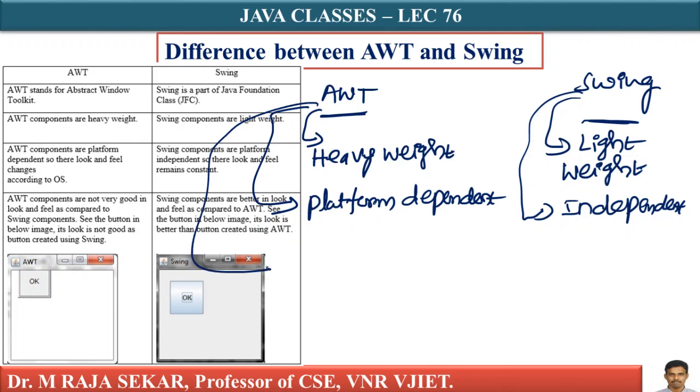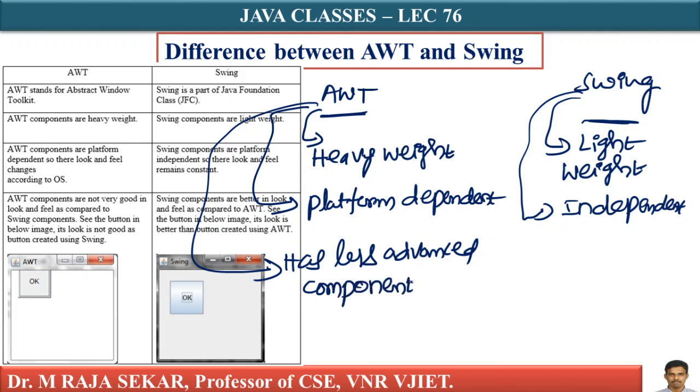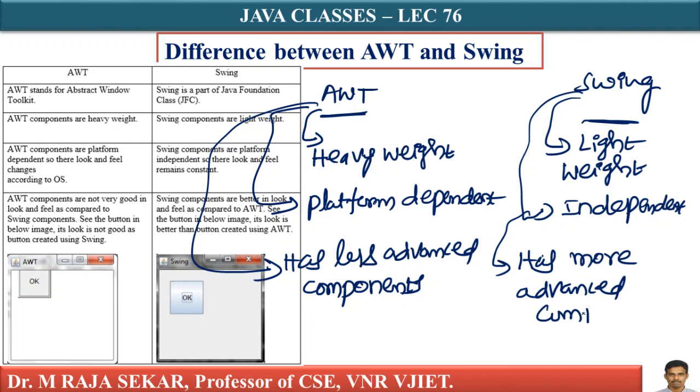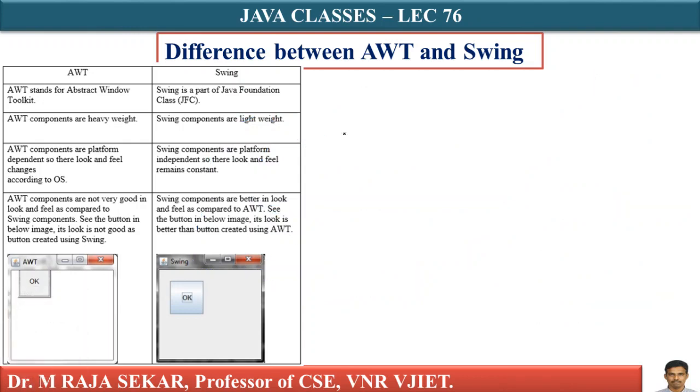AWT has less advanced components, whereas Swing has more advanced, sophisticated components. Yes, let me rewrite again. This is my AWT, this is my Swing.